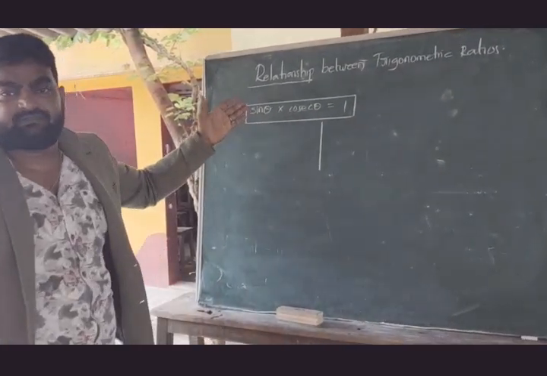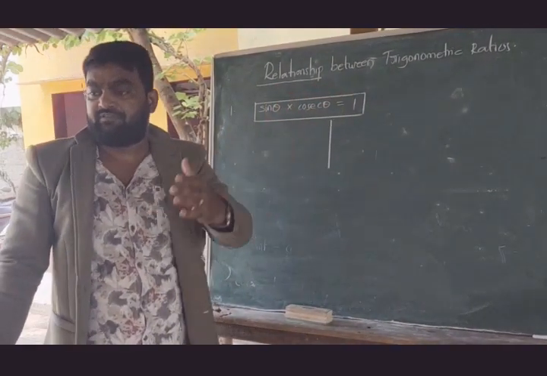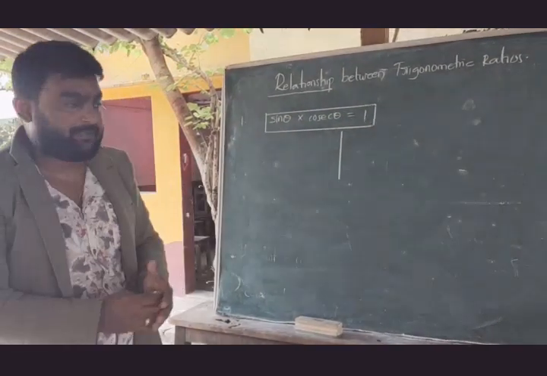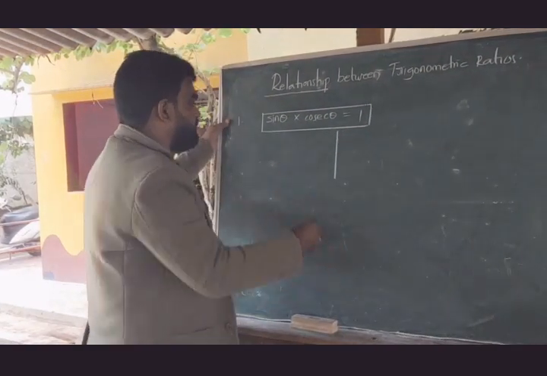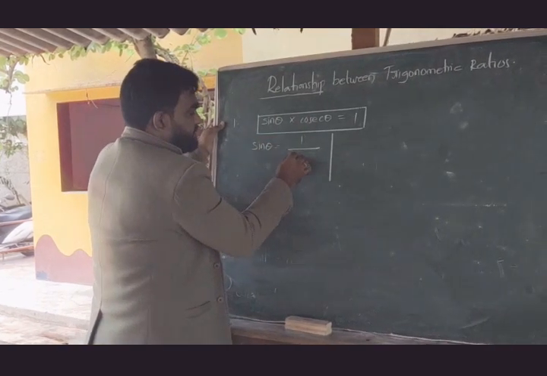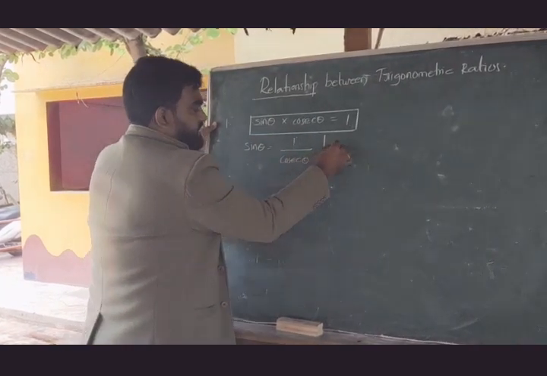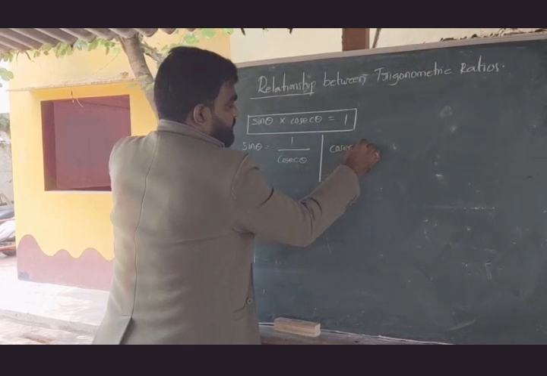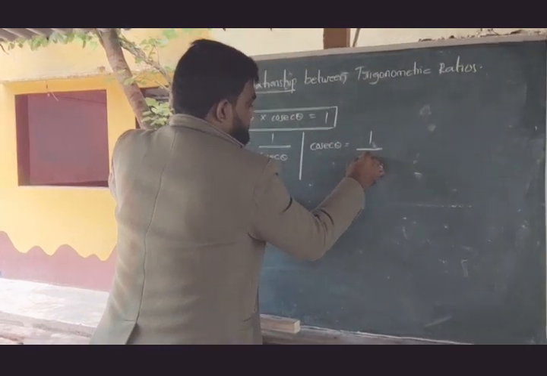From this, we can derive two more formulas. Sin theta is equal to 1 by cosecant theta, as well as cosecant theta is equal to 1 by sin theta.